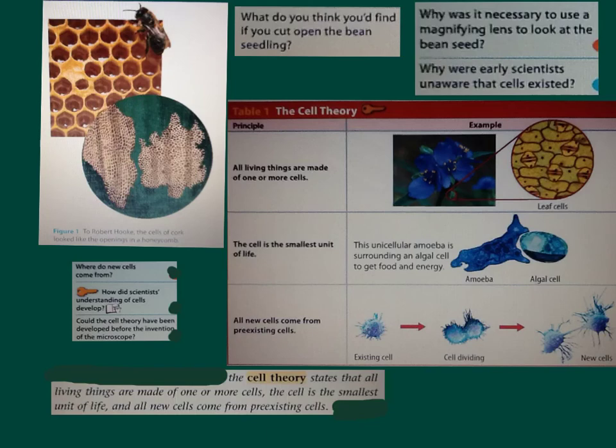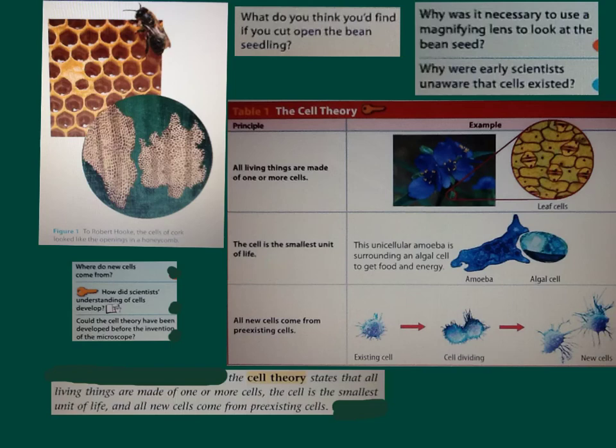Okay, so looking at the diagram, we have principles on this side, 1, 2, 3, and examples on this side, okay? Cell theory has 3 principles to it. The first one is that all living things are made of one or more cells. The example shows a leaf, and its cells are formed like this, okay? The second principle in the cell theory is the cell is the smallest unit of life.